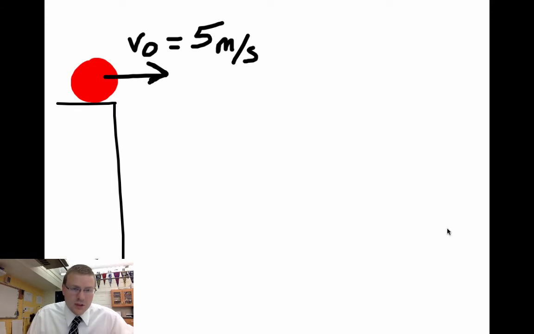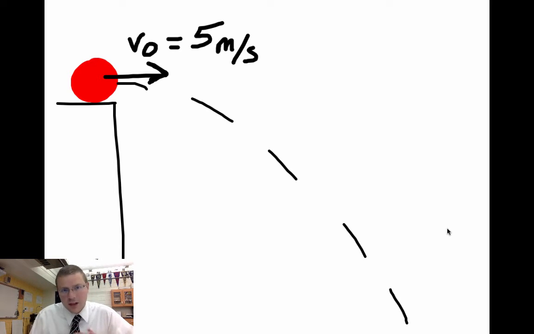Here we have an object rolling off a hill with an initial speed of 5 meters per second, and you can see that once it leaves the cliff, we know that projectiles will follow this curved path. They want to keep their horizontal motion constant. They start to accelerate as they fall to the ground, so those 2 motions act independently of each other as the ball reaches the floor.